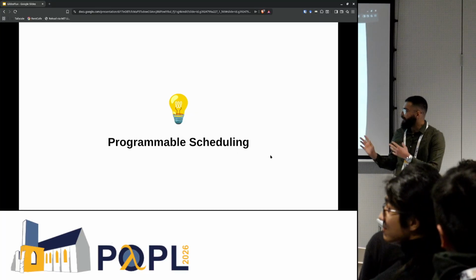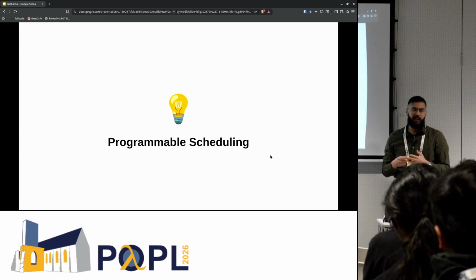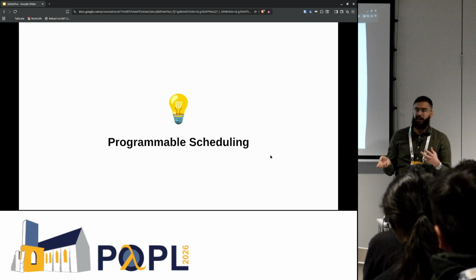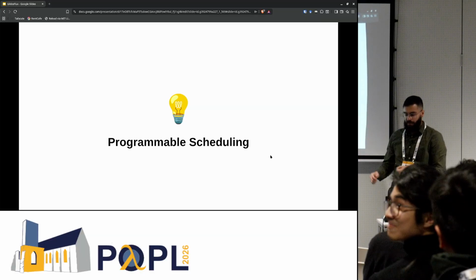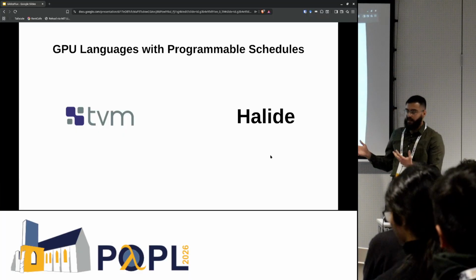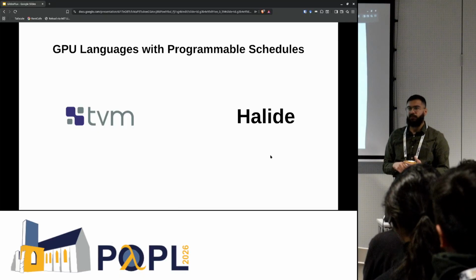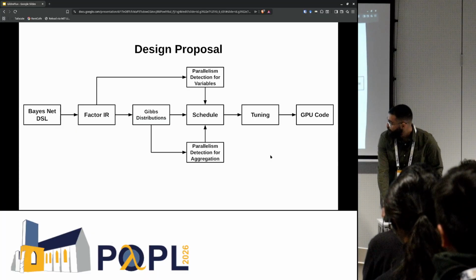And so that brings us to the last big observation behind the design, is that because the parallelism will depend on the workload under consideration, you want it to be programmable. And so this makes our design very similar to languages like TVM or Halide, where a program doesn't only specify what computation needs to be done, but also, at a high level of abstraction, says how it should be parallelized.